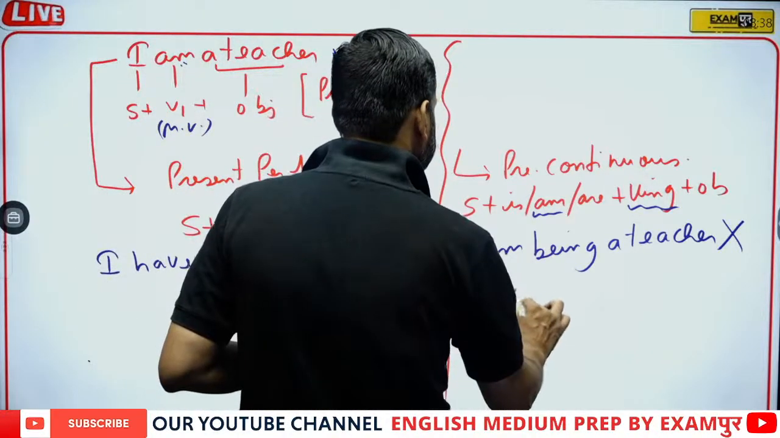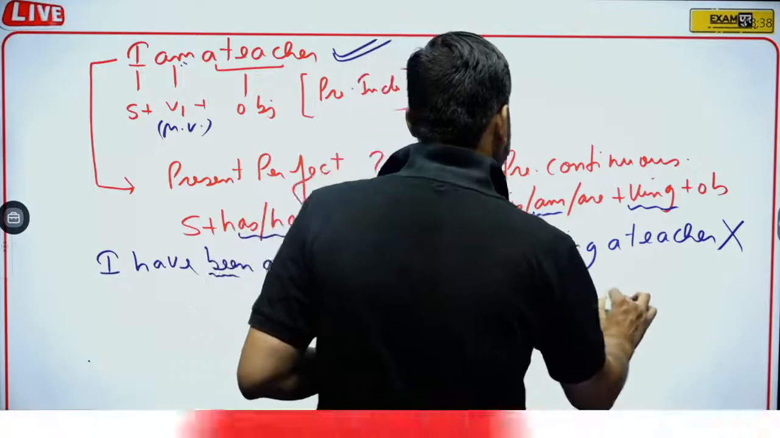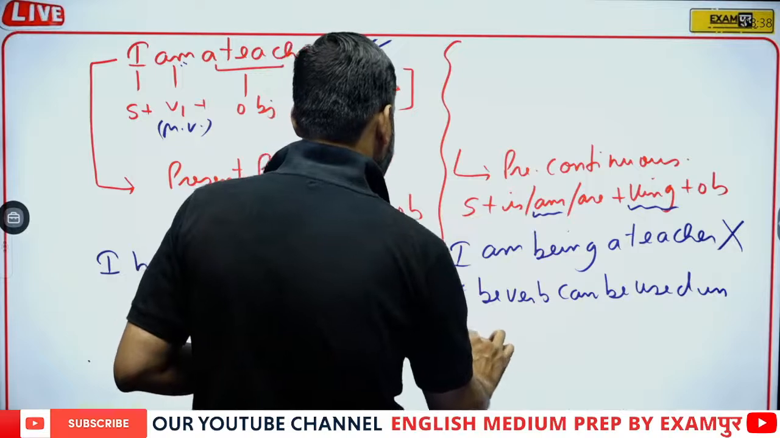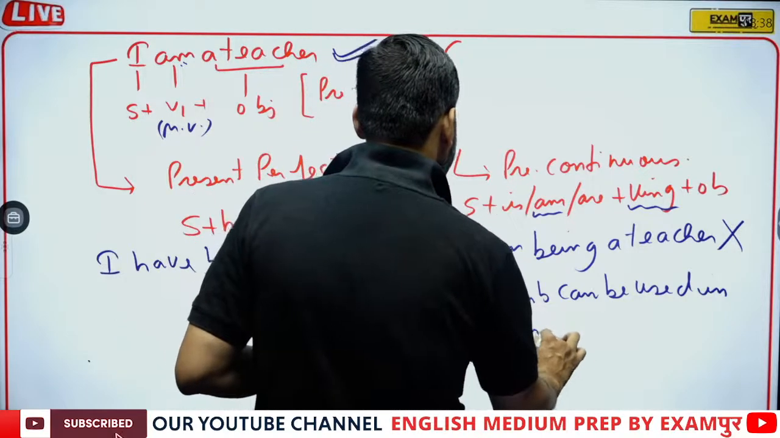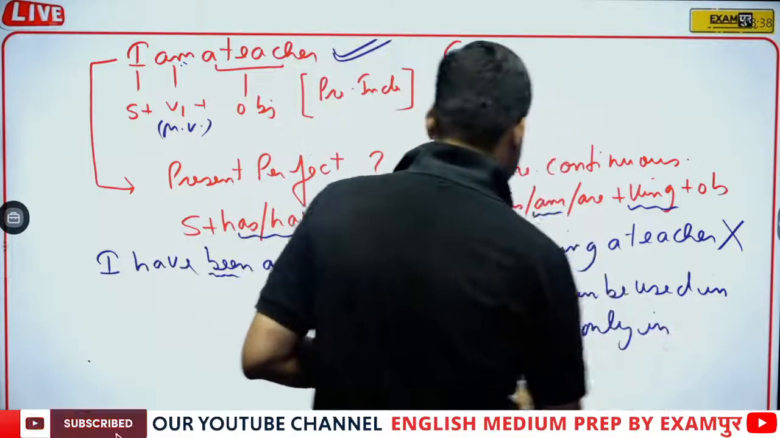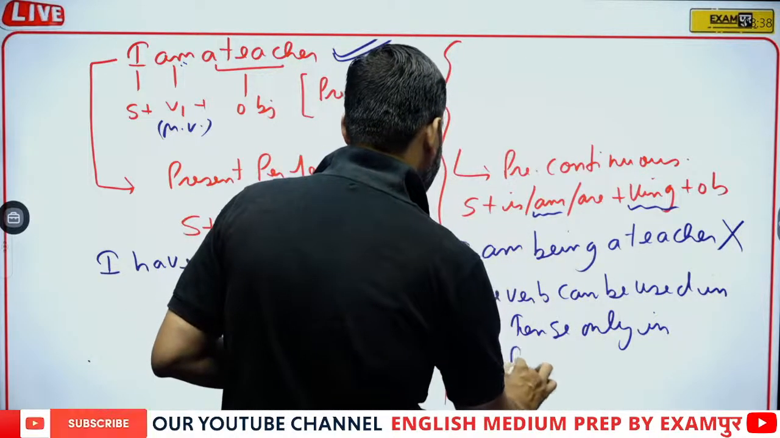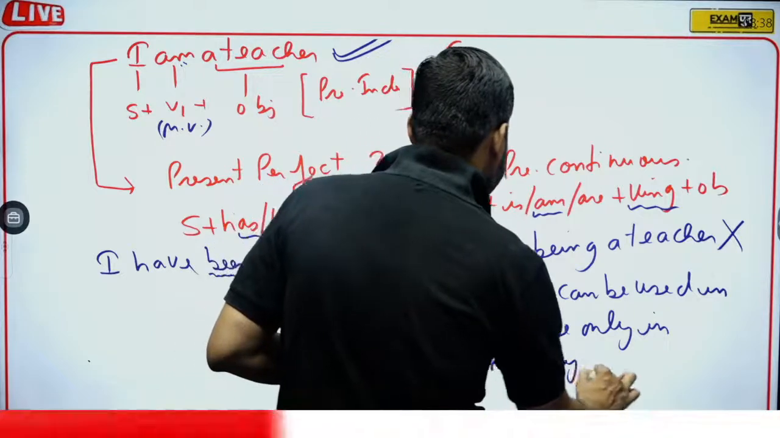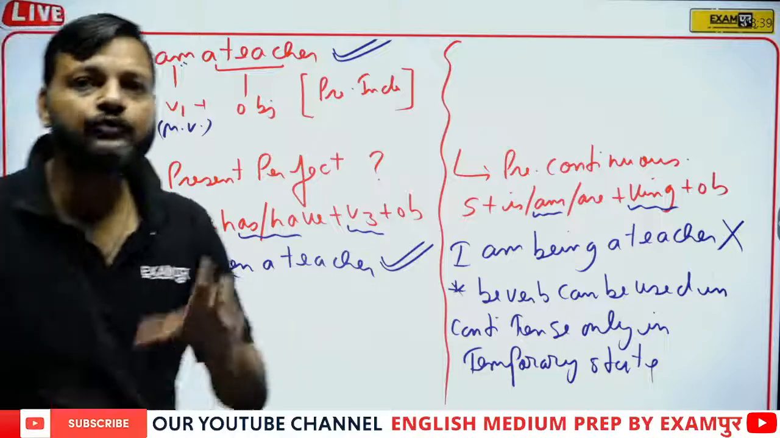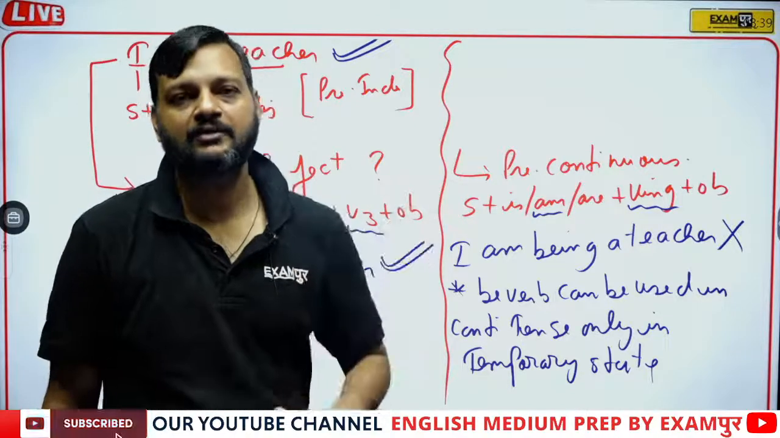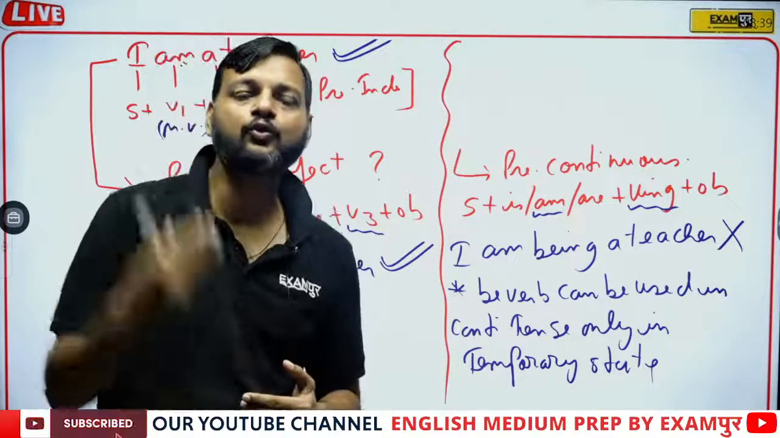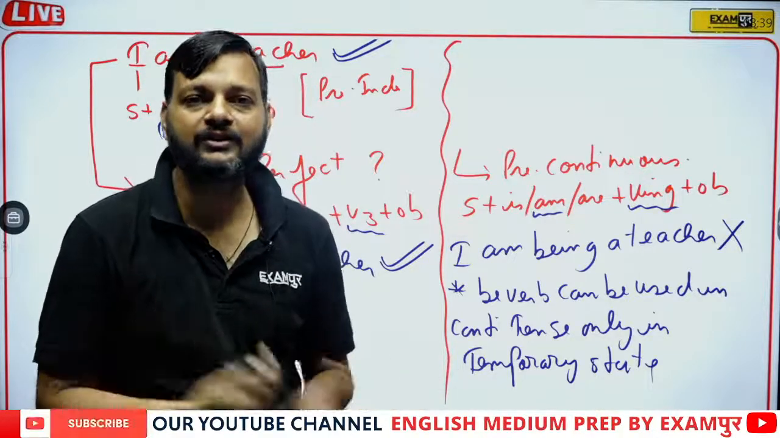Be verb can be used in continuous tense only in temporary state. Okay, be verb can be used in continuous tense only in temporary state. If the state is permanent, you cannot use it in present continuous tense.